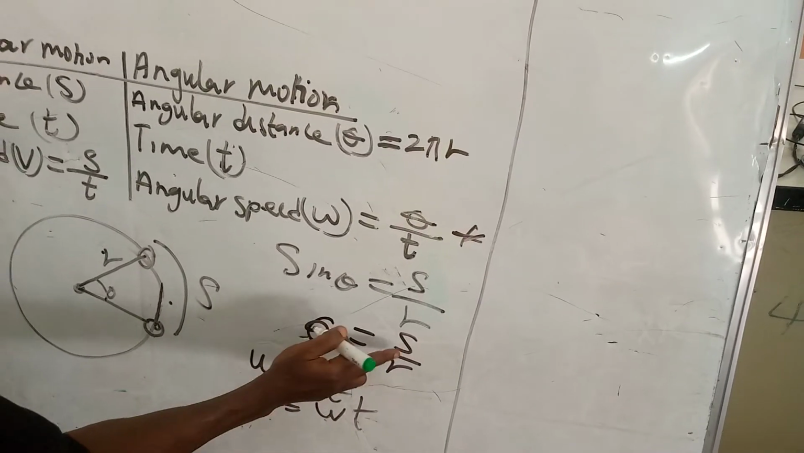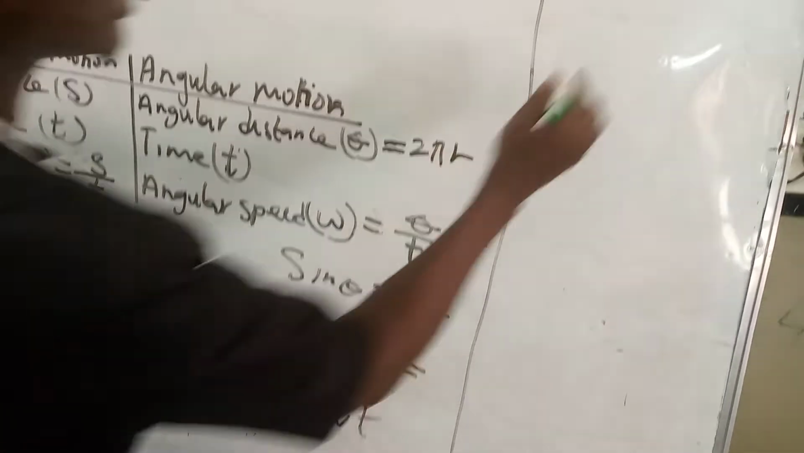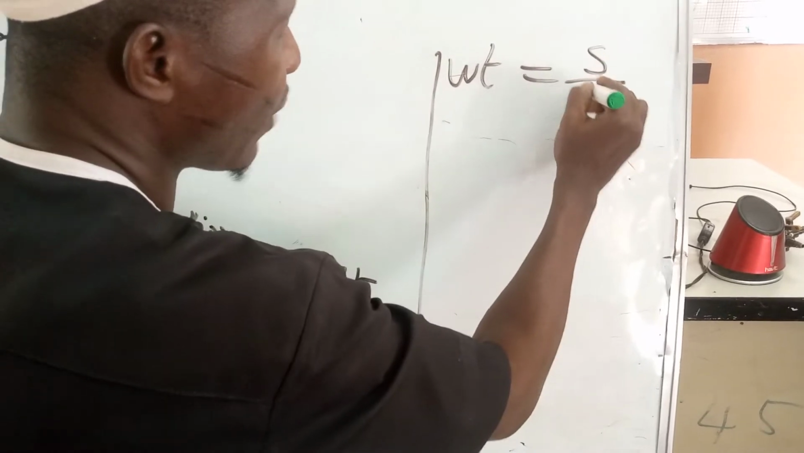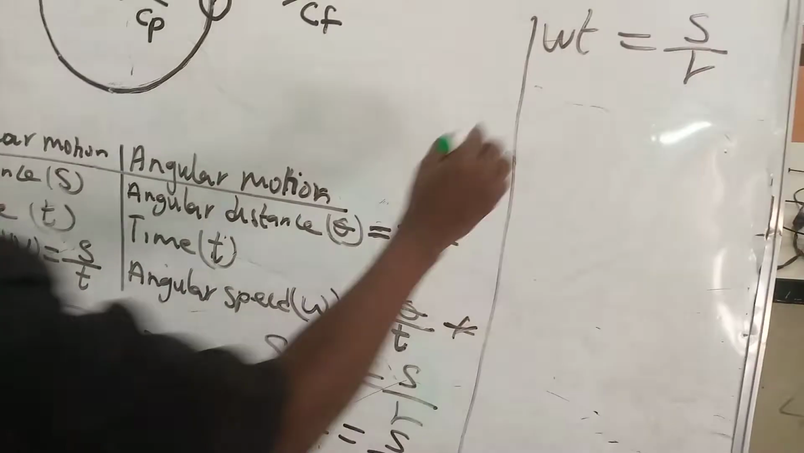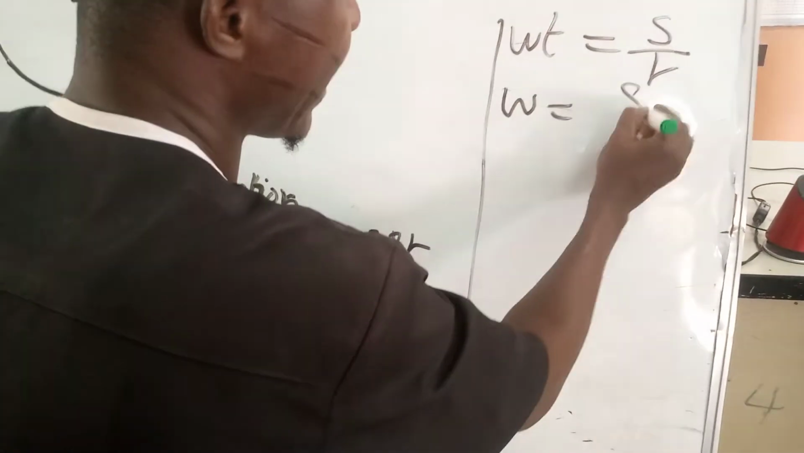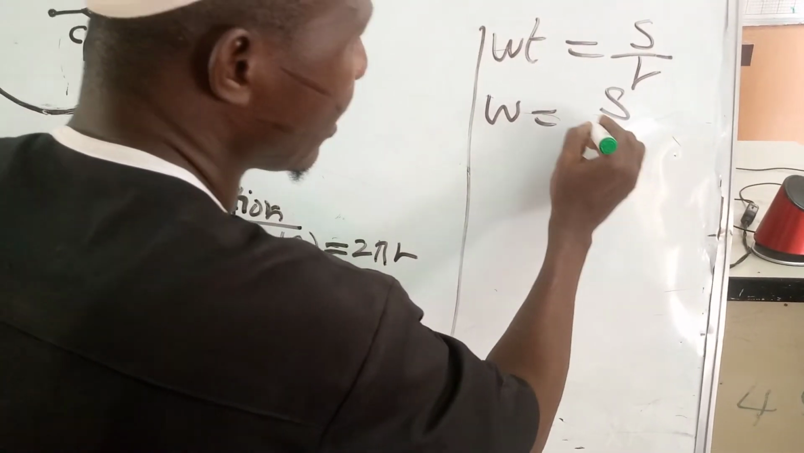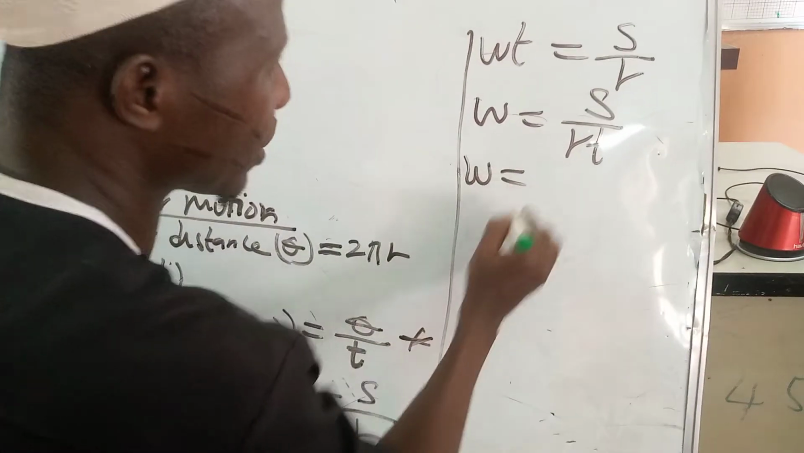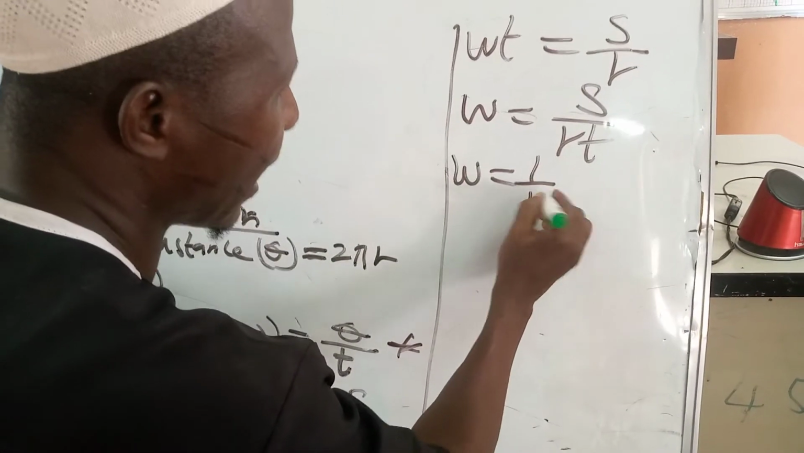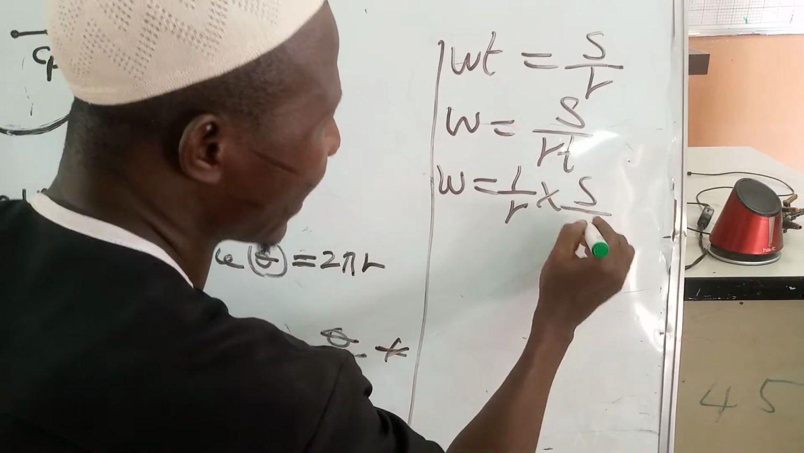We are going to have omega t is equal to s, which is distance, over r. Then let's divide both sides by t. We are going to have omega is equal to x over rt. So therefore, omega is equal to 1 over r multiplied by x over t.